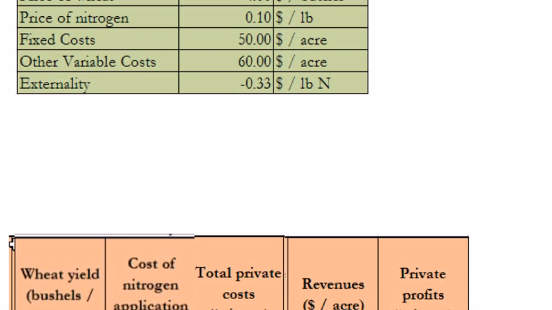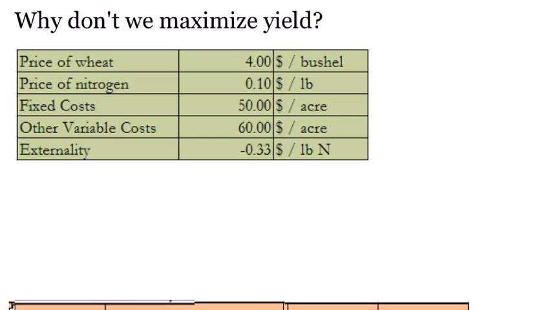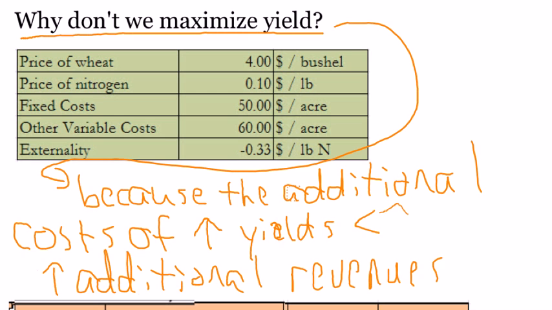And if we were going to answer this in words and say, why don't we maximize yield, we would answer something like this. To go from the profit maximizing yield to the highest yield possible, the additional cost of getting higher yields is more than the additional revenues. And that's why. Pretty straightforward.